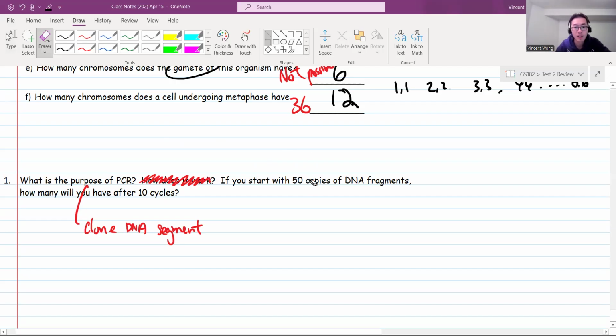So if you start with 50 copies and you do 10 cycles, how many copies in the end? Do you remember the formula? I wrote it on the PowerPoint slides for you. How many copies? Not 100.